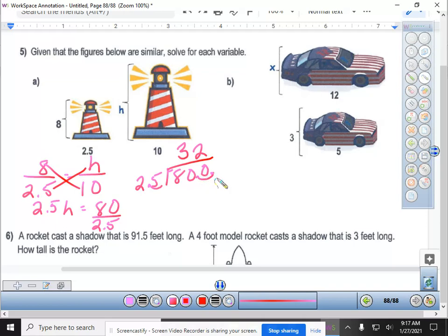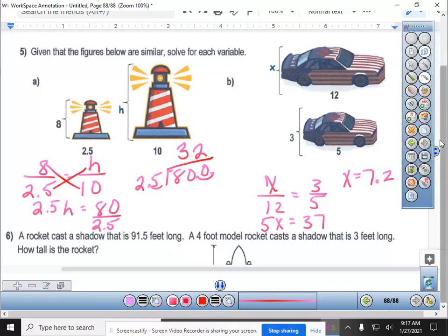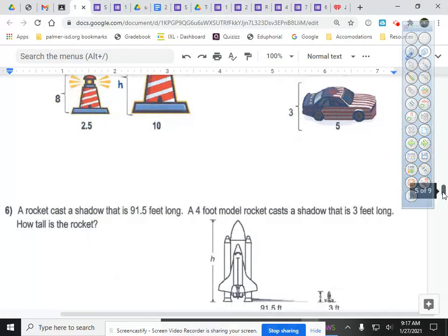B. Peyton. Over 12 equals 3 over 5. Awesome. What'd you get for your answer, Peyton? 7.5. Is it 7.5 or 7.2? 7.2. Well, that's 5x equals 36. Not 37. It's 36, so 35. It's 0.2. It's fine. You're close enough. Awesome.